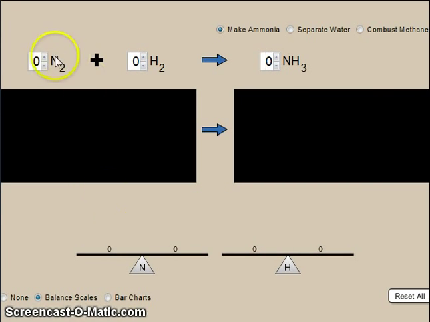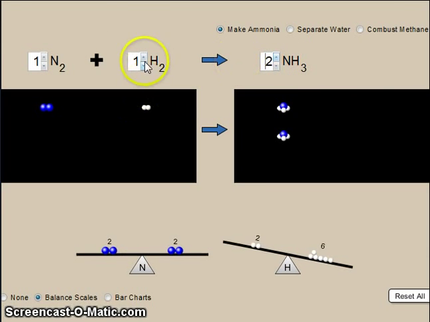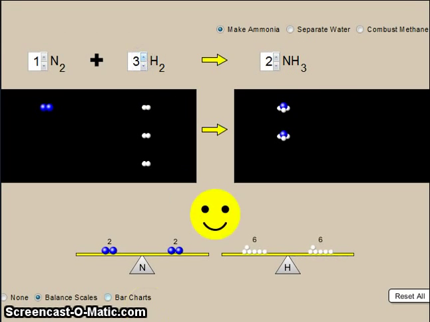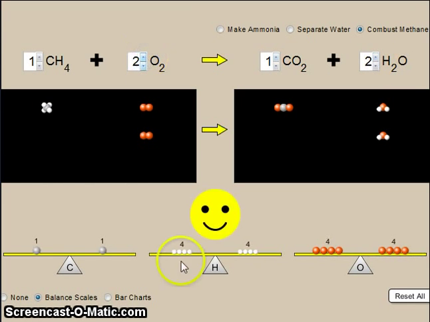Let's try the example of making ammonia. I'll set each reactant and product at one. We can see now that the hydrogen numbers are imbalanced. Let's try to find the common multiple of 3 and 2. So let's multiply here and here, and we can see that we now have a balanced equation. Let's burn some methane. Ready, set, boom, and done. Yay.